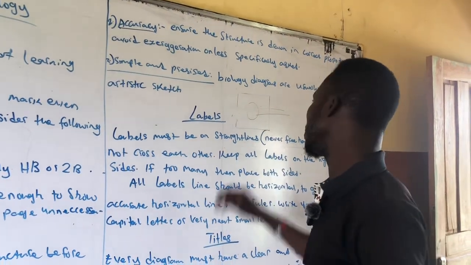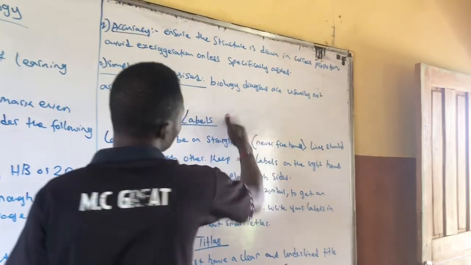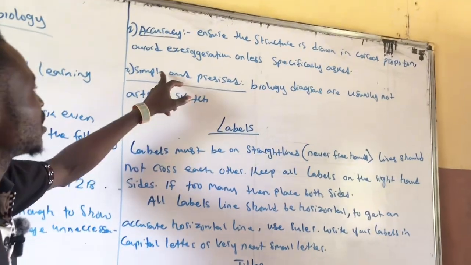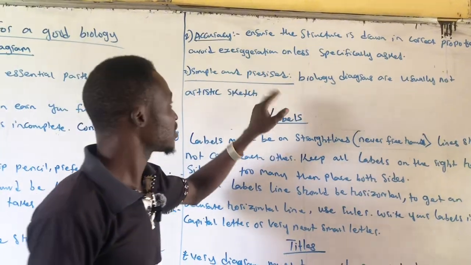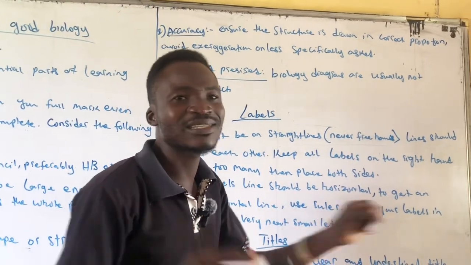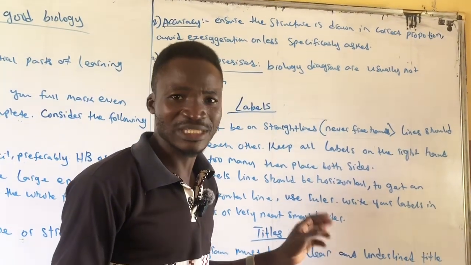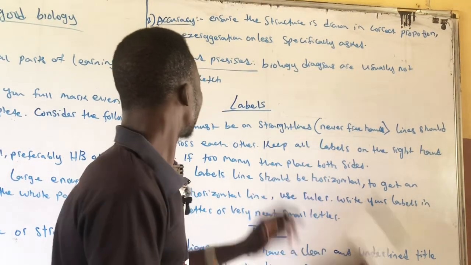Proportion. You do get what I'm saying now? So draw in the correct proportion. The next one is talking about simple and precise. Let it be simple and precise, not you adding unnecessary details that you are not sent. You do get that now? Let it be simple and precise.